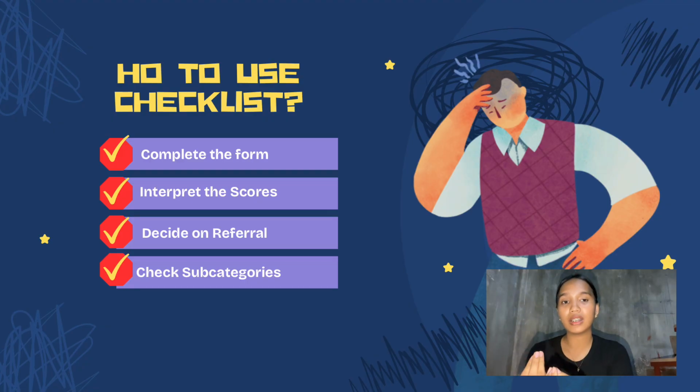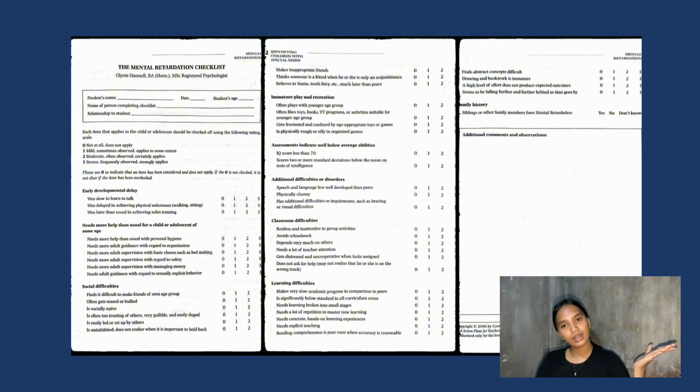Yung mga na-observe ng teacher, hindi pa yun final para maging base na masabi na yung bata is may problema siya sa intellectual niya. The third, if many red flags are present, the student may be referred for further professional assessment. And lastly, or yung pang-apat, the subcategories help identify a specific area where the students struggle, which will guide intervention planning. Ito yung example or itsura ng checklist na ginagamit para sa kanila.